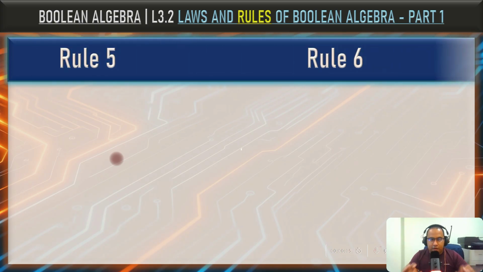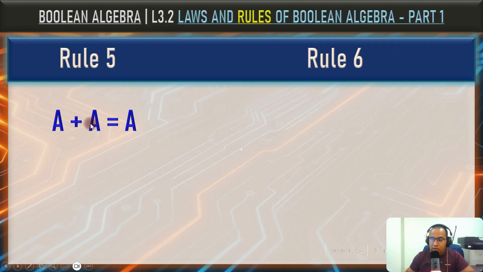Let's take a look at rule 5. Rule 5 states that a variable added to itself equals itself. Here we are dealing with Boolean addition, which corresponds to the OR gate. Let's confirm this with both possible values of A. If A is 0, then 0 added to itself results in itself. That is, it results in 0. As you can see, the output is equal to A.